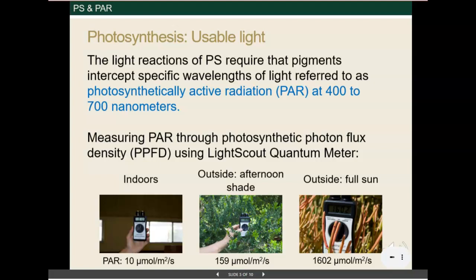Measuring quantum light can tell you if your plants are getting sufficient amounts of usable light. The specific light meter on this slide measures PAR in micromoles per meter squared per second. Notice the low reading in an indoor setting compared to a shady outdoor environment and an environment exposed to full sun. PAR measurement is used in agriculture, forestry, and oceanography. One of the requirements for productive farmland is adequate PAR, so PAR is used to evaluate agricultural investment potential.